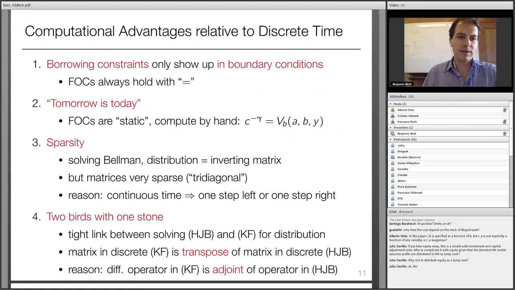just very briefly, because people ask me this frequently. So why solve it in continuous time? What are the advantages of doing that? Here's four advantages I like to emphasize.